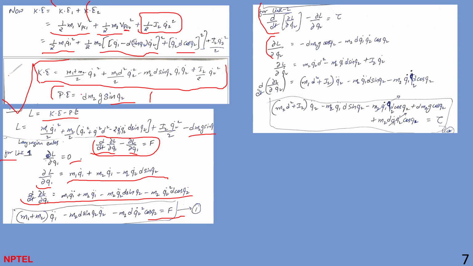When you differentiate with q2, there is only cos q2. There will be no q2 dot term, and then there is again a q2 term here. So this sine q2 term is there. It will become cos q2. Again you do the same thing, and this is what you will get, something like this equation.